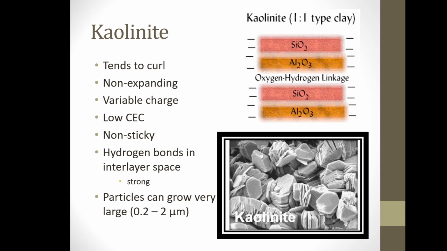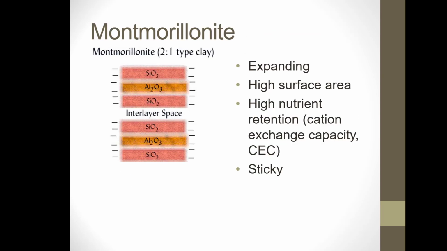So here's the kaolinite, a 1-to-1 type clay. Okay, here's a 2-to-1 type clay. It expands easily. It's got a high surface area, able to retain a lot of nutrients, very sticky. This is the kind of clay that we think of when we think of clay textures.